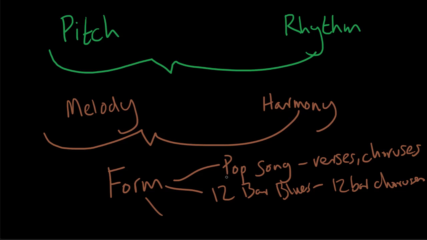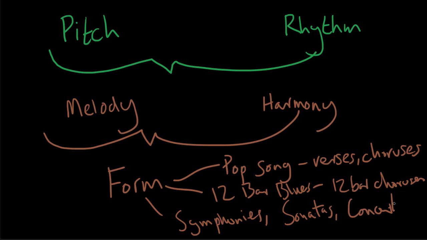If you've ever explored classical music, you'll also know that symphonies, sonatas, and concertos also have a very set form, and in many ways that set form helps us to make sense of the music as it unfolds over a period of time.